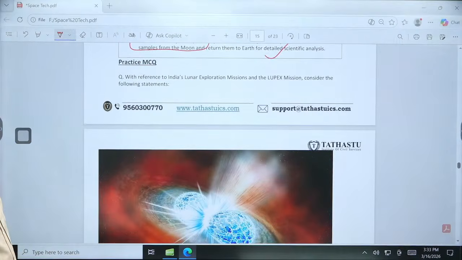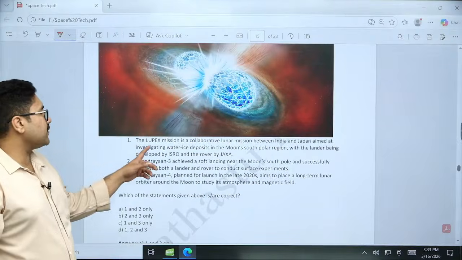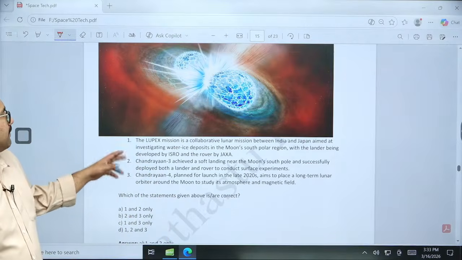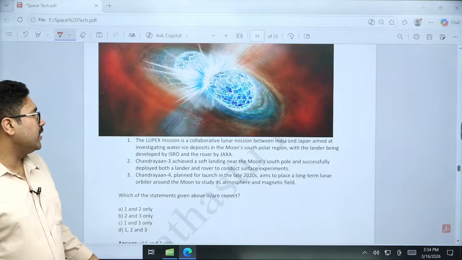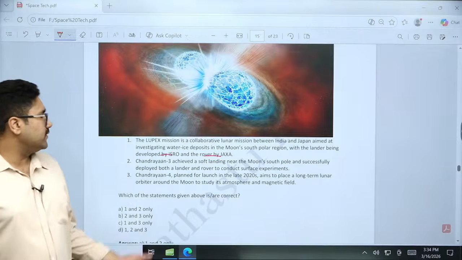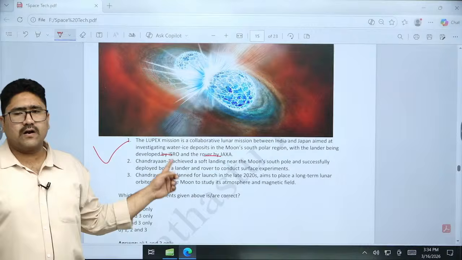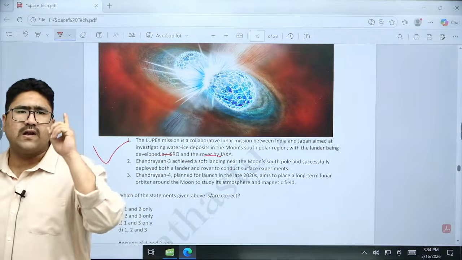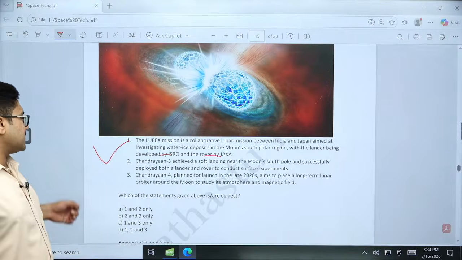Okay. So one question about LUPEX is: the LUPEX mission is a collaborative lunar mission between India and Japan aimed at investigating water ice deposits in the moon's south polar region, with the lander being developed by ISRO and the rover being developed by JAXA. This is an absolutely correct statement. Please remember, they can switch the countries, lander by Japan and rover by ISRO. That will be false. The lander is by ISRO and the rover is by JAXA.